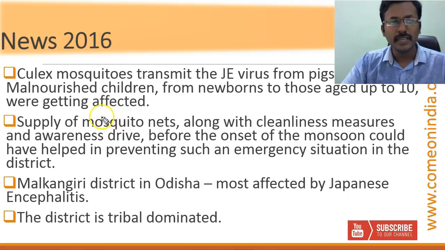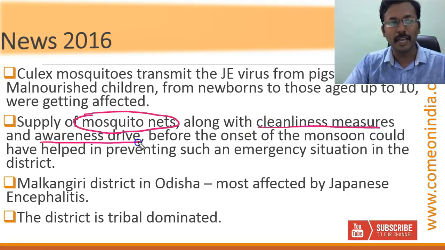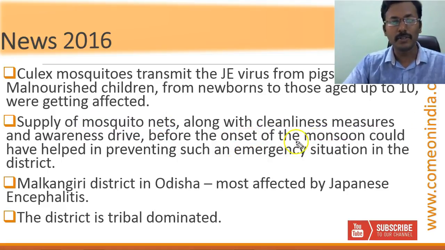So in these areas we can supply mosquito nets, and we have to take many cleanliness measures and awareness drives. People's awareness should be created about Japanese encephalitis before the onset of monsoon. Every year before the onset of monsoon, some measures have to be taken to control the spread of Japanese encephalitis in the high prone areas.